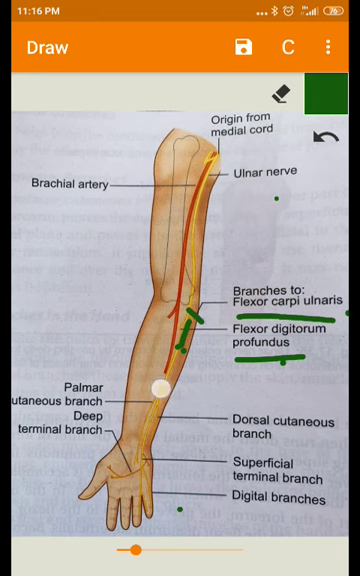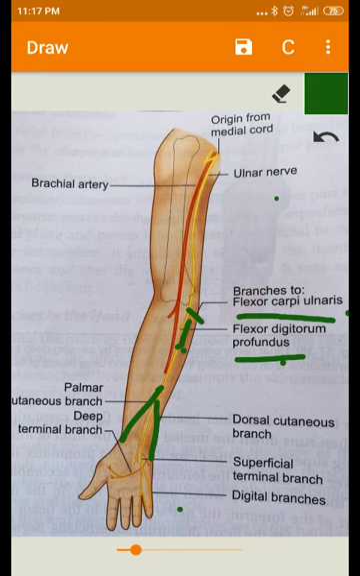One is the palmar cutaneous branch and another branch is the dorsal cutaneous branch. The palmar cutaneous branch arises near the middle of the forearm, piercing the deep fascia in the distal forearm and becoming superficial.